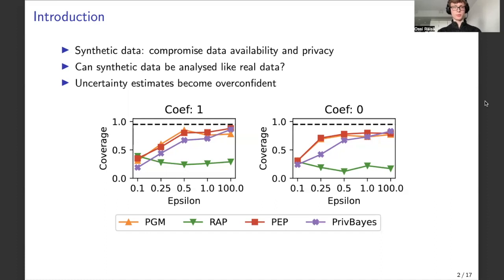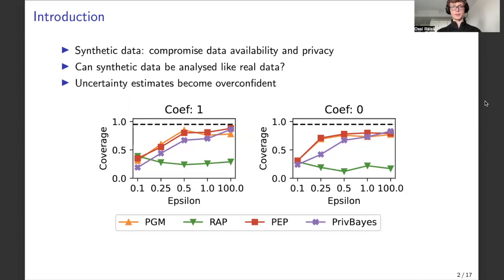On the y-axis, we have the coverage, which measures how often the confidence intervals contain the true parameter values. We are computing 95% intervals, so the coverage should be 95%, which is where the black line is. And on the x-axis, we have epsilon, which measures the differential privacy guarantee. 0.1 is a very strong guarantee in terms of privacy, and then 100 is almost meaningless.